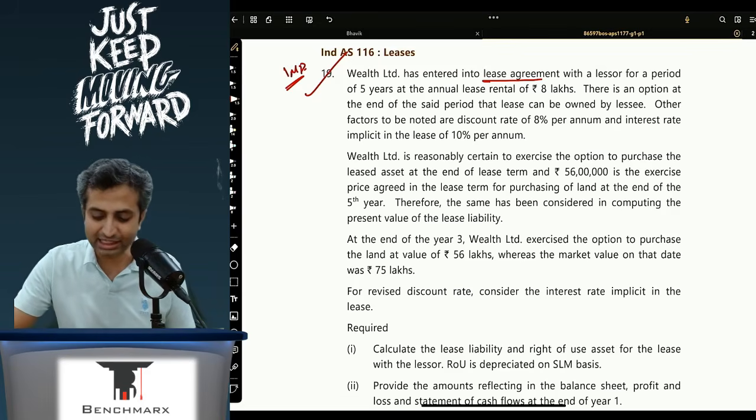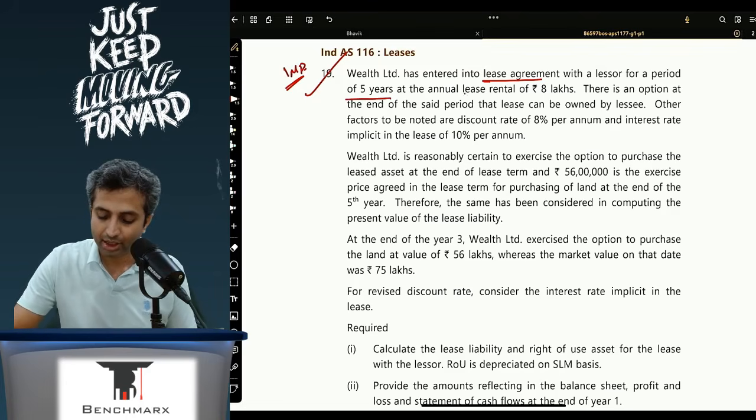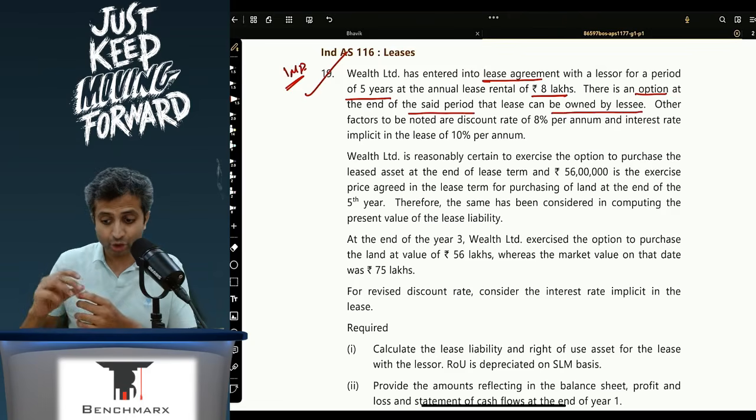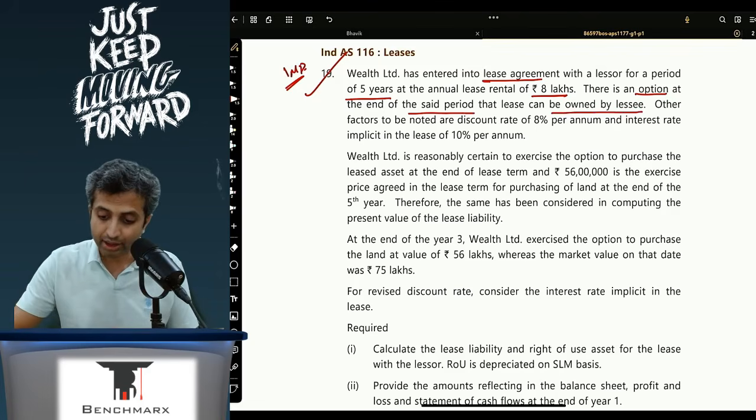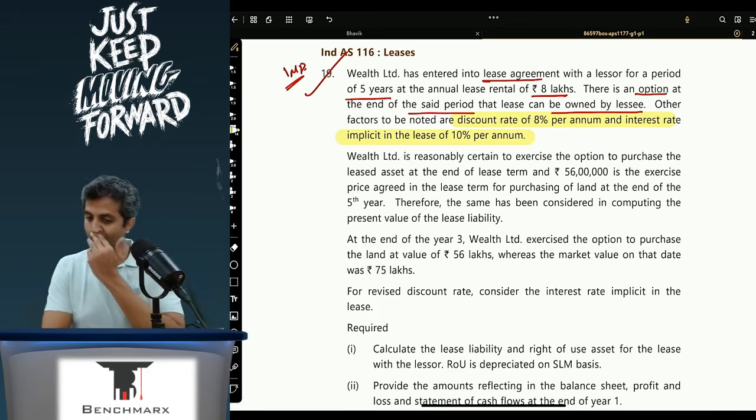Okay. Wealth has entered into a lease agreement with a lessor for a period of 5 years. So Wealth seems to be a lessee, and the annual lease rentals are 8 lakhs for 5 years. 8 lakhs in each year is what you are going to pay. There's an option at the end of the said period that the lease can be owned by the lessee. So there is an ownership option. The other factors to be noted are a discount rate, very important, okay? Discount rate of 8%, an interest rate implicit in the lease of 10%.